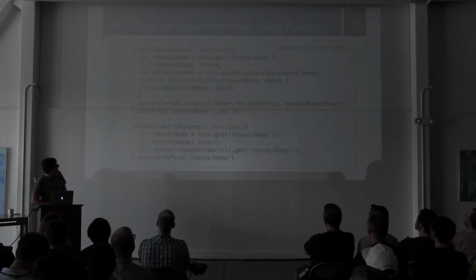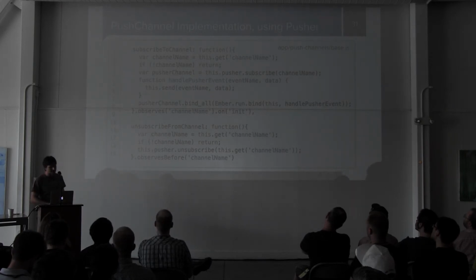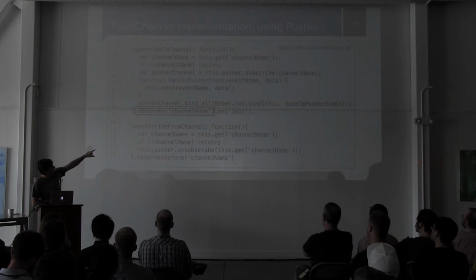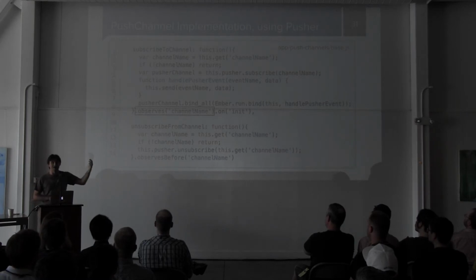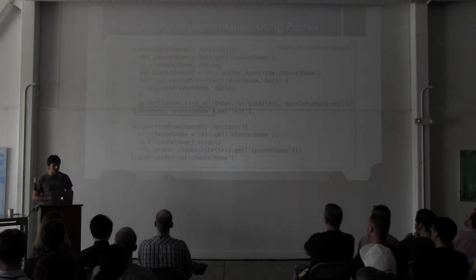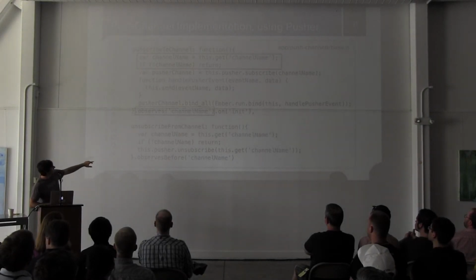And so we now have a subscribe to channel method and an unsubscribe from channel method. And instead of just decorating it with .on init, we're also going to decorate it with observes channel name. So anytime the channel name property has changed, this method is going to fire to subscribe to that channel. But we also want to unsubscribe from stuff we no longer care about. And so we're going to use the observes before method down here on the unsubscribe from channel method. Sorry, right down below here.